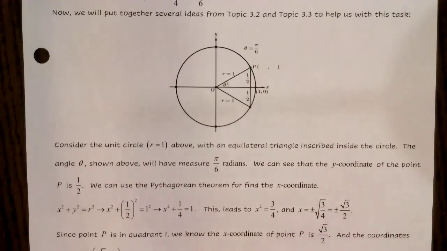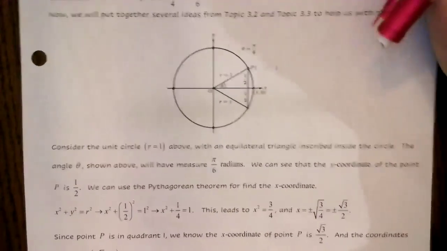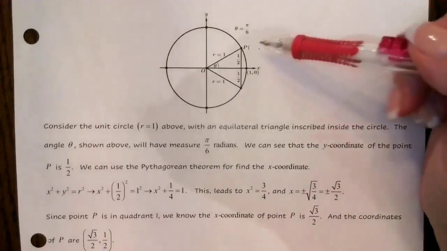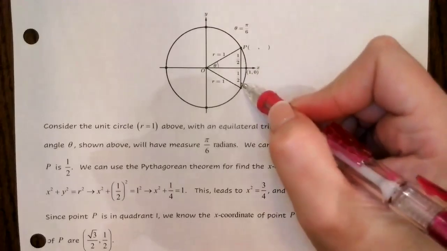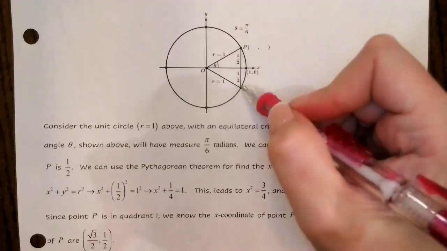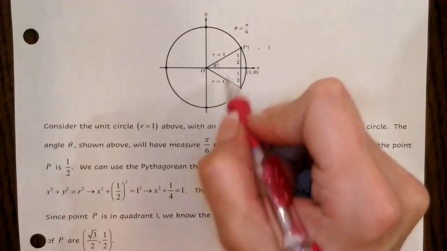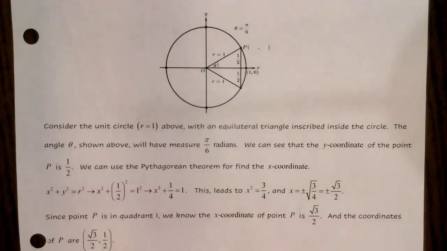So here is an example of one of them. We're going to start with pi over 6. It tells us that theta is pi over 6 right there. Again, we have our equilateral triangle. So this is going to be a reflection here. Now we see that our radius is 1, so we're talking about that unit circle, and we see that our y value is 1/2 right here. And so now we want to come up with the rest of that.